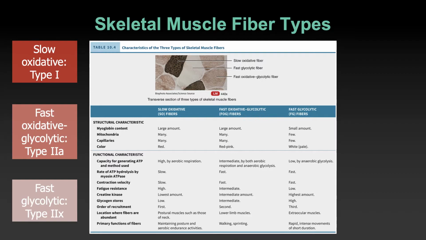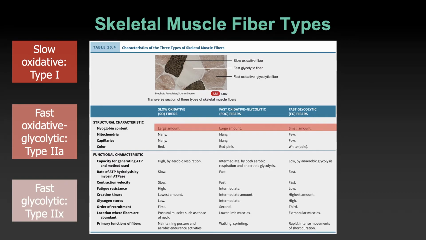What makes these fibers different? Why are there three types? Well, I've color-coded these boxes according to what they look like. If you were to take a muscle and separate all the fibers out, they would look different. Type 1 would look red. Type 2X would look lighter or whitish.